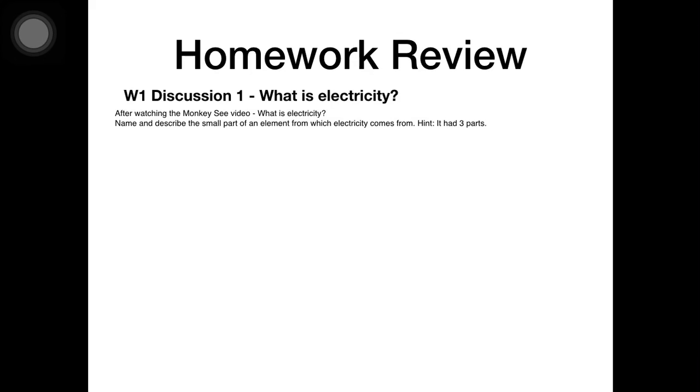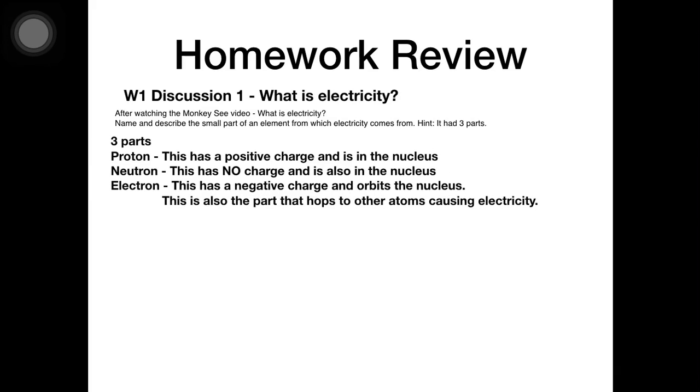Name and describe the small part of an element from which electricity comes from. Hint, it had 3 parts. The 3 parts are protons, neutrons, and electrons. This last part, the electron, is the part from which electricity comes from.